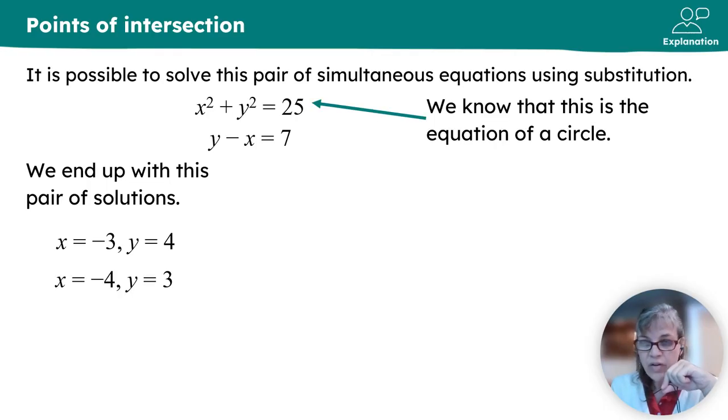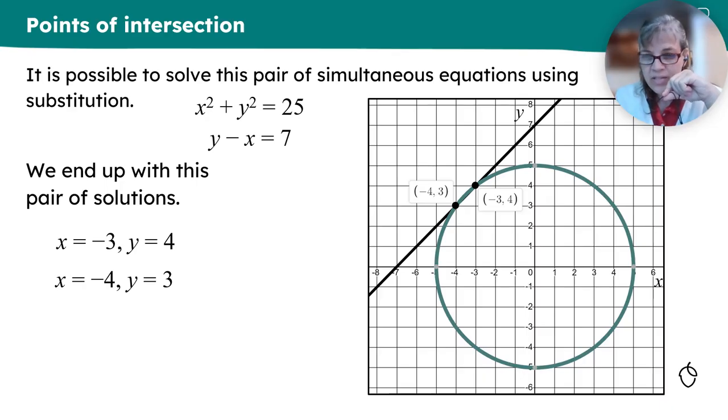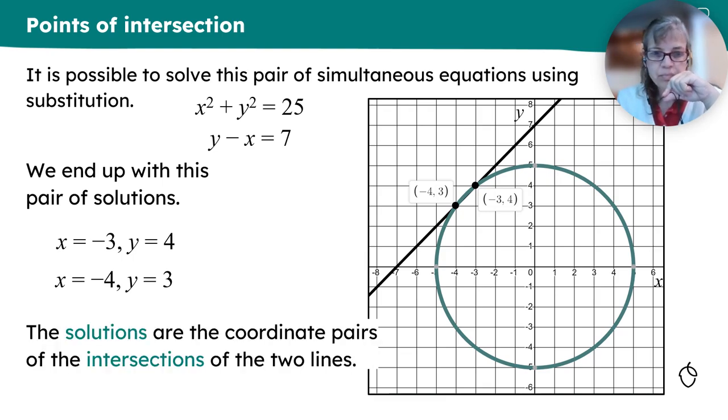This is the equation of a circle, we said, and this is a linear equation. So it might be curious just to know, what would that look like if you graphed it? It would look like a circle, and it would look like a straight line. And the straight line is touching the circle at 2 points. Okay? And those are the 2 points. It looks very close to being a tangent, but it's not a tangent. It actually crosses the circle at 2 points. So the solutions are the coordinate pairs of the intersections of the line and the circle.